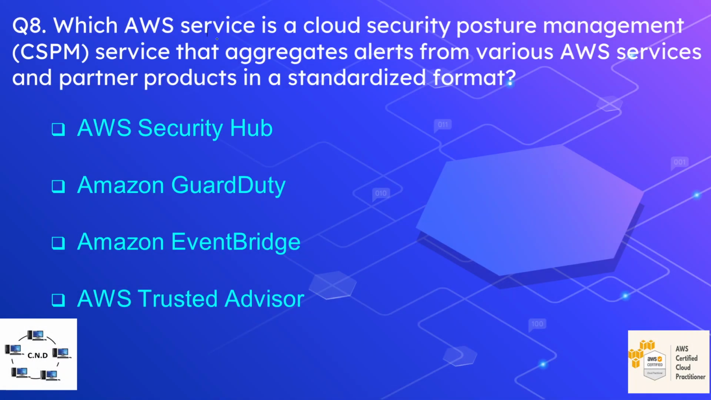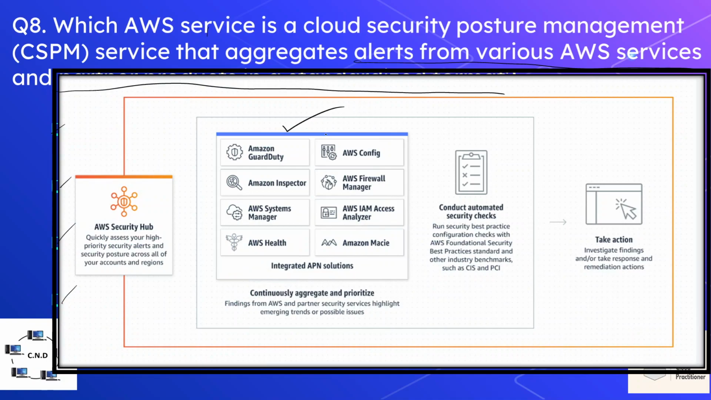Question number 8 is that which AWS service is a cloud security posture management service that aggregates alerts from various AWS services and partner products in a standardized format? And the options are AWS Security Hub, option B, Amazon GuardDuty, option C, Amazon EventBridge, and option D, AWS Trusted Advisor. And the correct option is AWS Security Hub. So the AWS Security Hub is a service that aggregates alerts from various AWS services and partner products in a standardized format. And this is a visual of the AWS Security Hub.